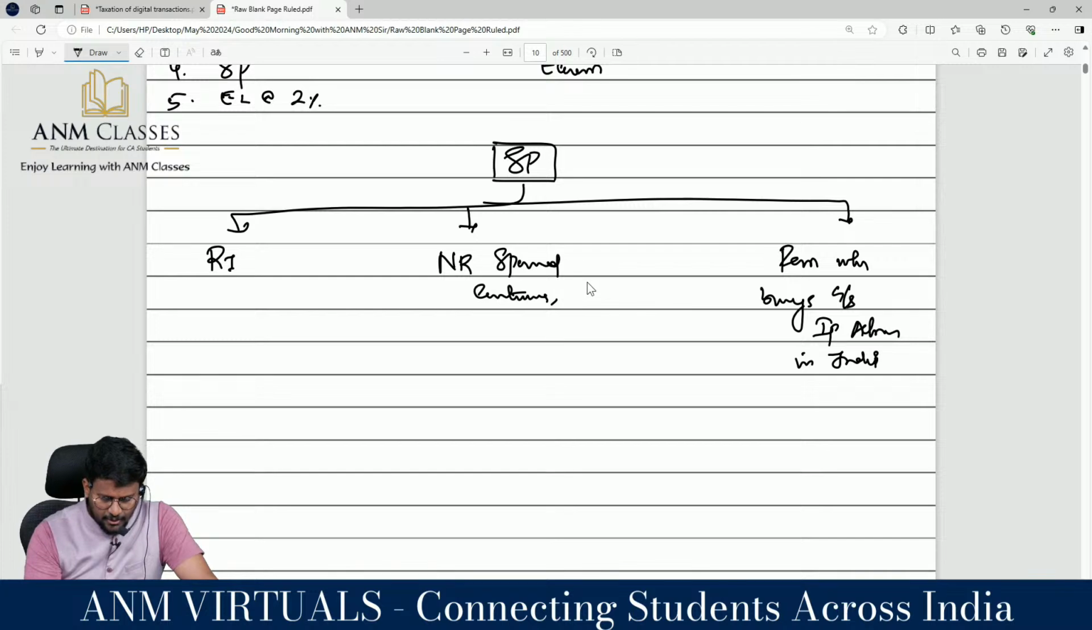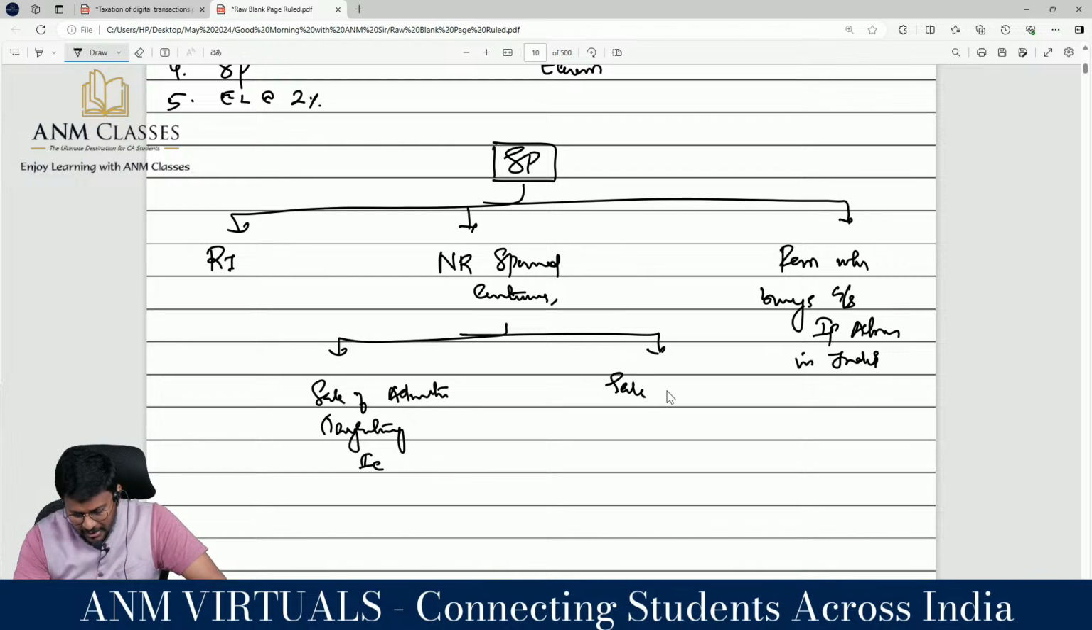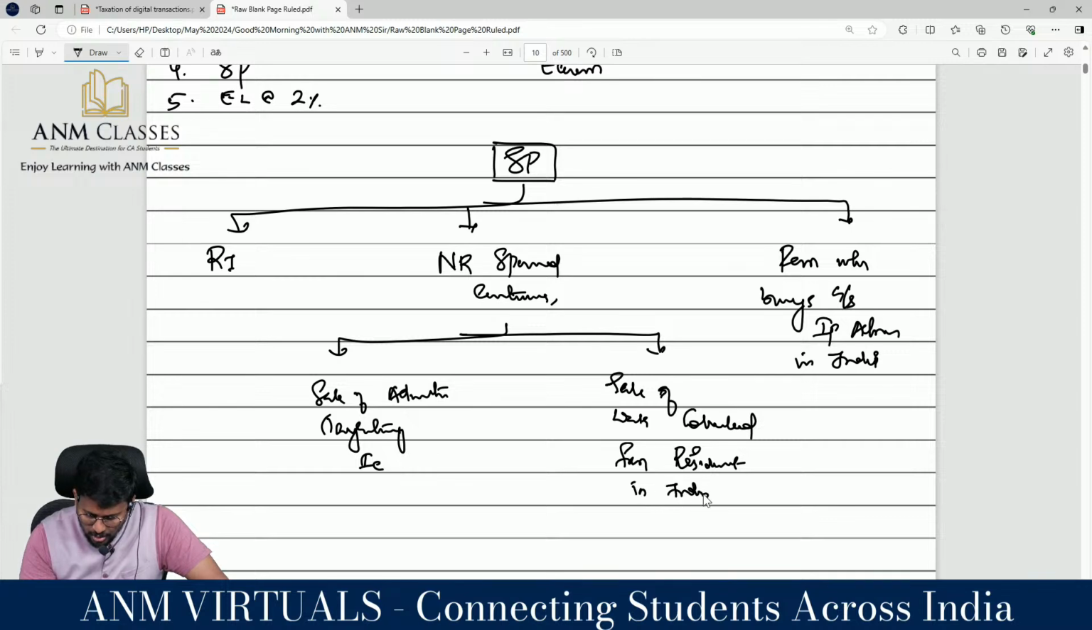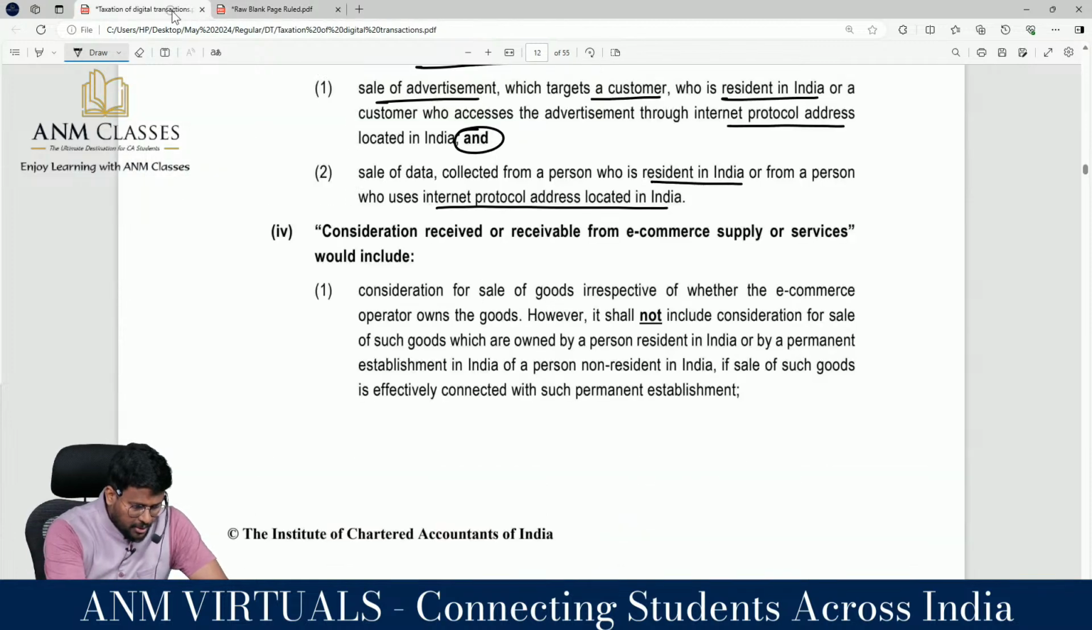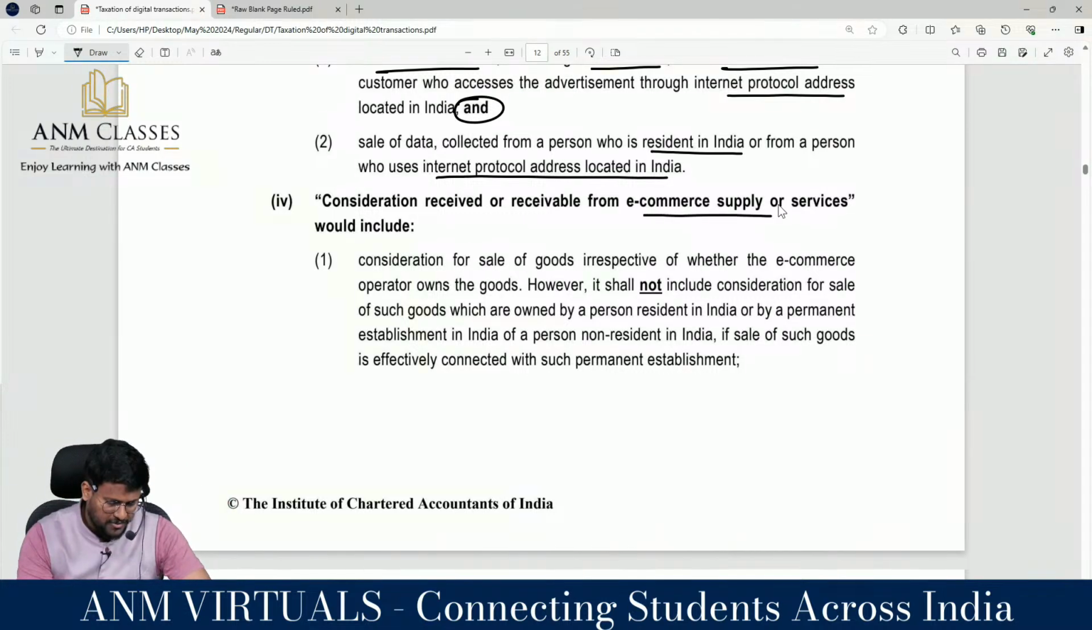So for a non-resident, the specified circumstances are classified into 2 categories. Number 1, sale of advertisement targeting an Indian customer. Number 2, sale of data collected from a resident in India, or from an IP address in India. Clarity?